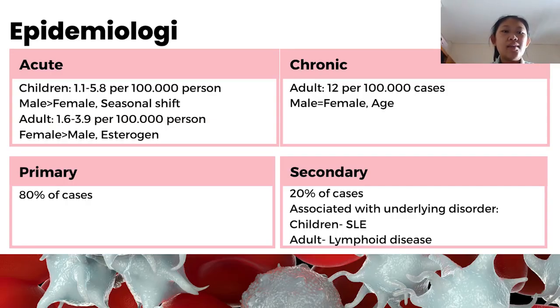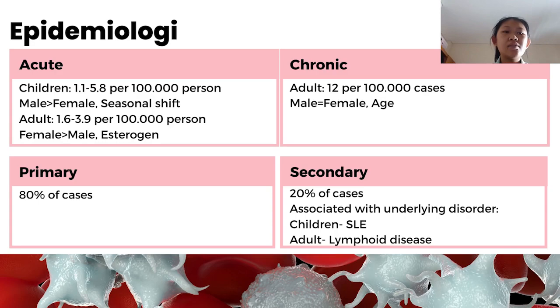Hello, my name is Natasha Putri with last digits of my student number 083. Now I'll explain about the epidemiology of immune thrombocytopenia purpura. The incidence rates of acute ITP in children and adults range from 1.1 to 5.8 and 1.6 to 3.9 per 100,000 persons per year, respectively.